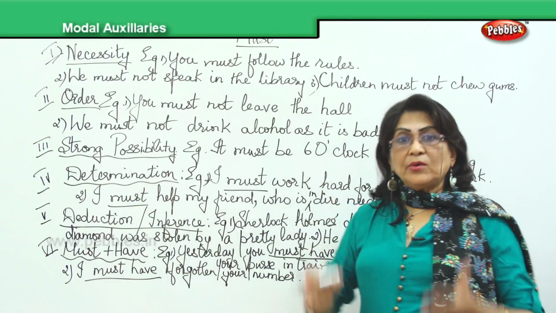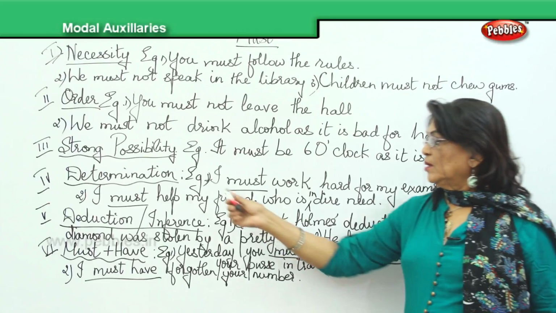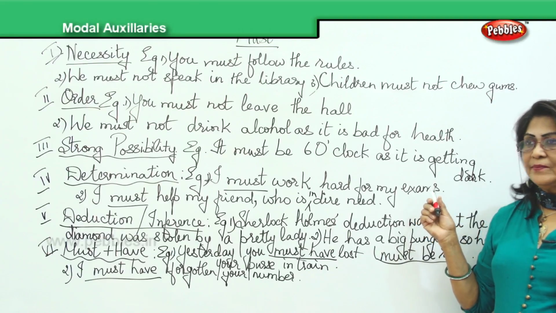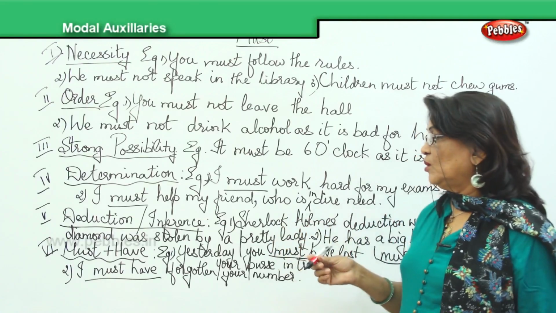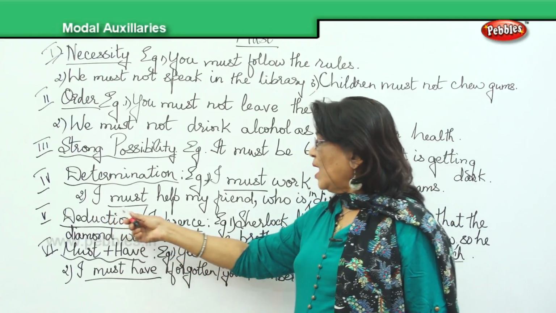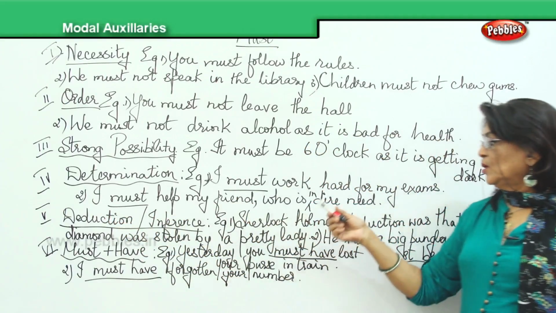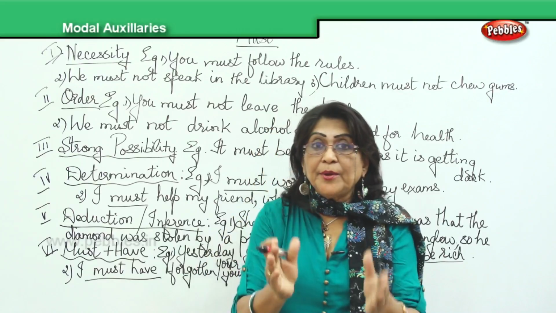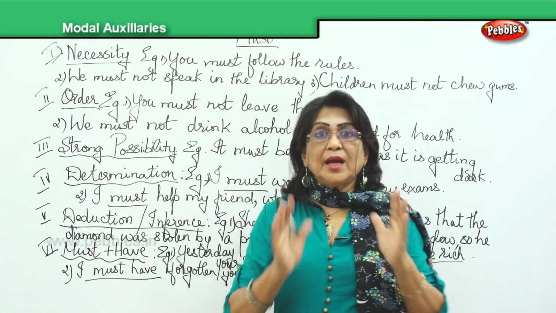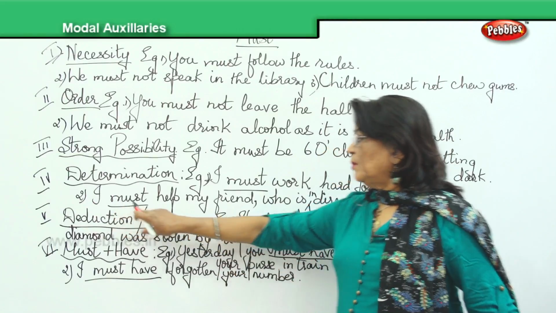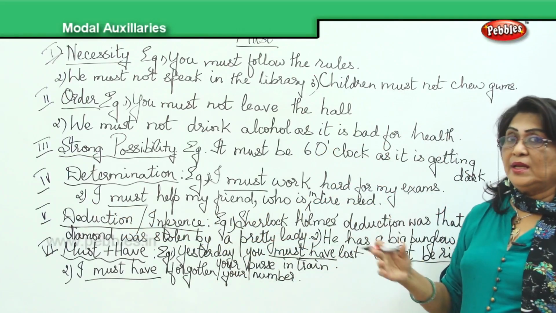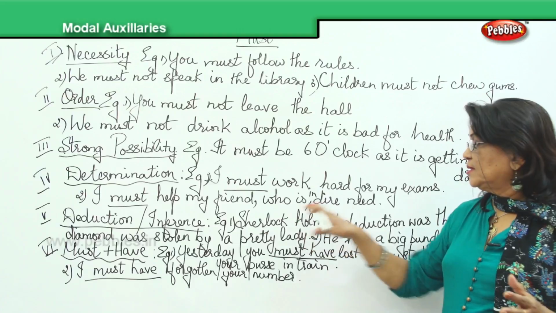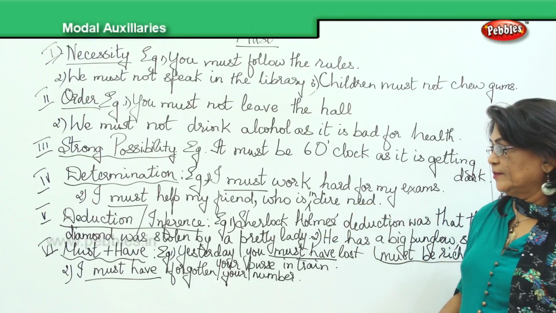Next one talks about determination. For example, I must work hard for my exams. You must work hard, otherwise you will not get good marks, isn't it? Second one, I must help my friend who is in dire need. That is, you are determined, you have made up your mind. Determination is nothing but making up your mind. Okay? I must help my friend who is in dire need. Dire means in extreme need or in a very, very bad situation. So, I must help my friend.